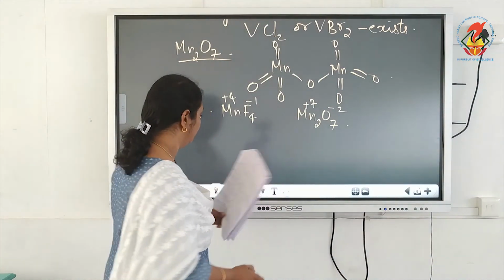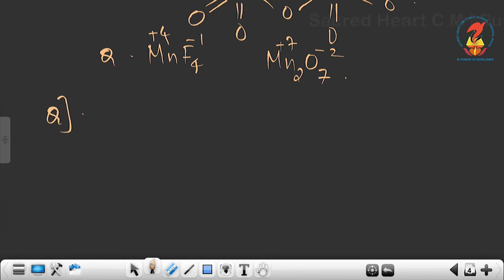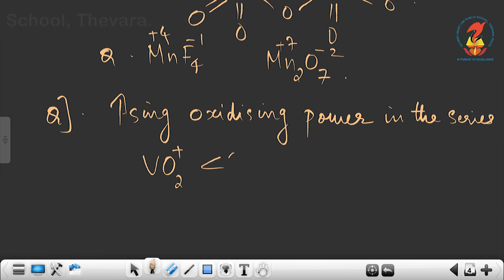Now the next question. How would you account for the increasing oxidizing power in the series VO2+ < Cr2O7 2- < MnO4-? How will you account for the increasing oxidizing power?